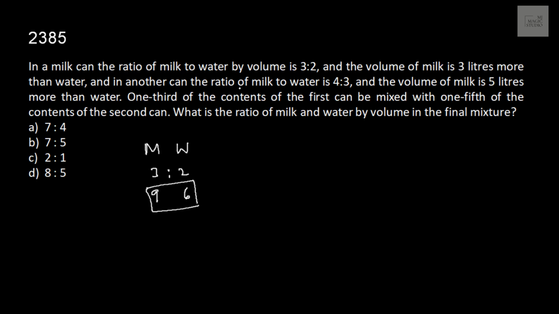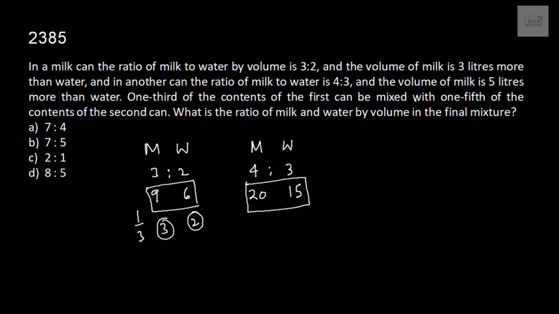And in another can, the ratio of milk to water is 4:3, difference is of 1, and the volume of milk is 5 liter more than water. So 5 into 4, it should be 20 and 15, actual. 1/3 of the content of first, that means we are taking 1/3 of 9, that is 3, and 1/3 of 6, that is 2 liter from this, and 1/5 of the content of second, that would be 4 liter, and that would be 3 liter, is mixed.